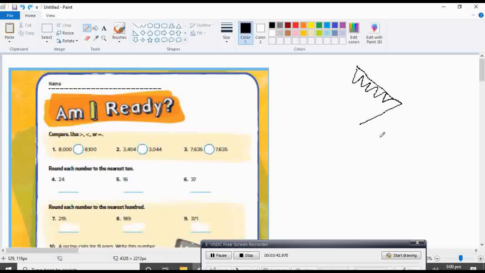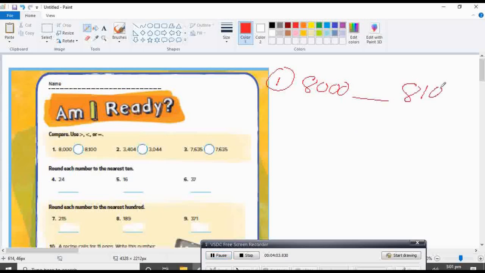Now, there is always a technique in comparing numbers. Like for example, in example number 1, you have 8,000 compared to 8,100. Since both of the numbers have the same thousands, okay? They have both the same value in thousands. Look for ones.